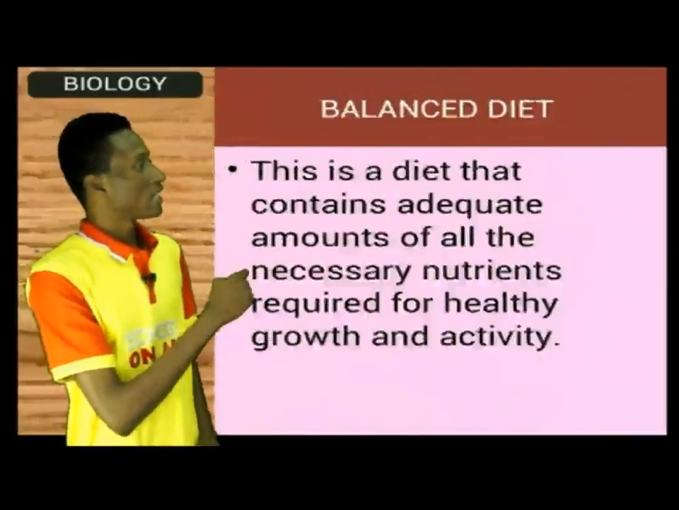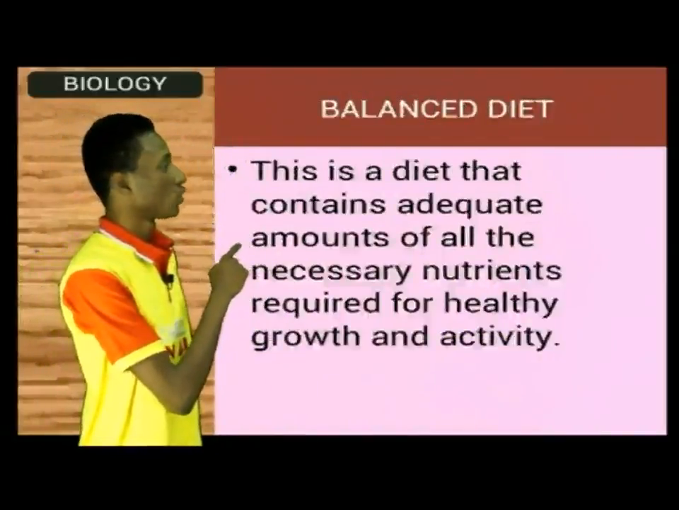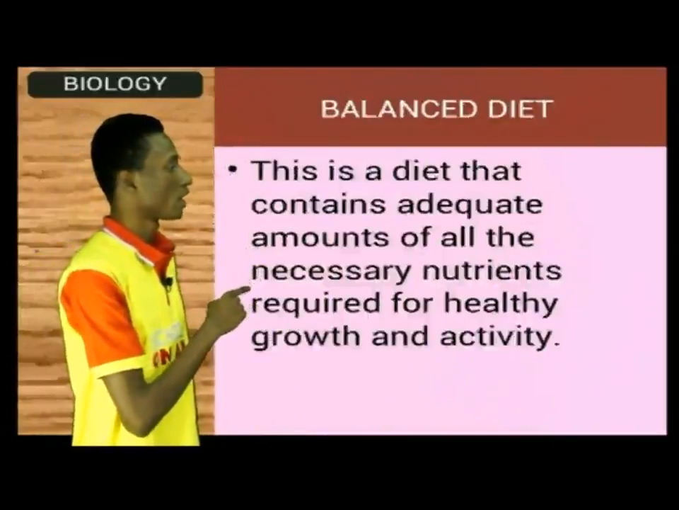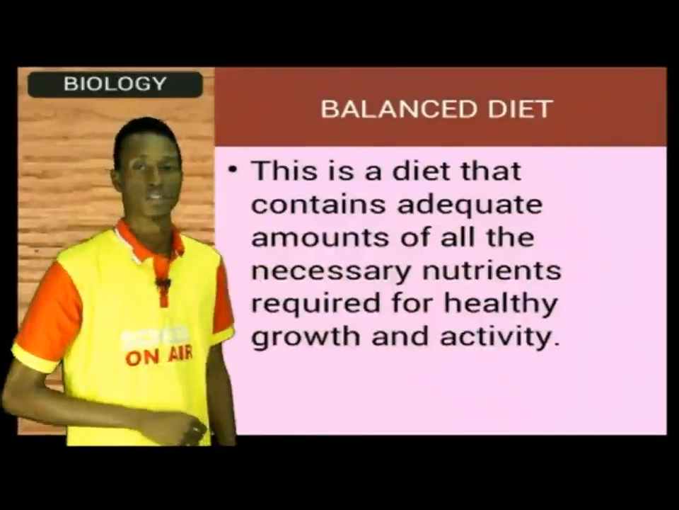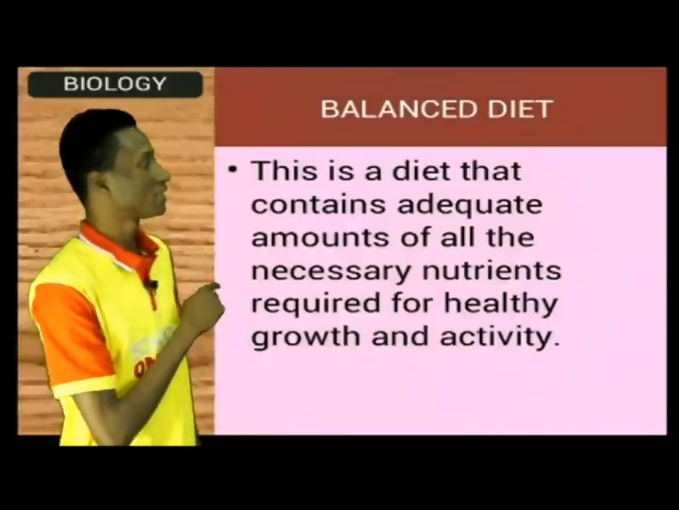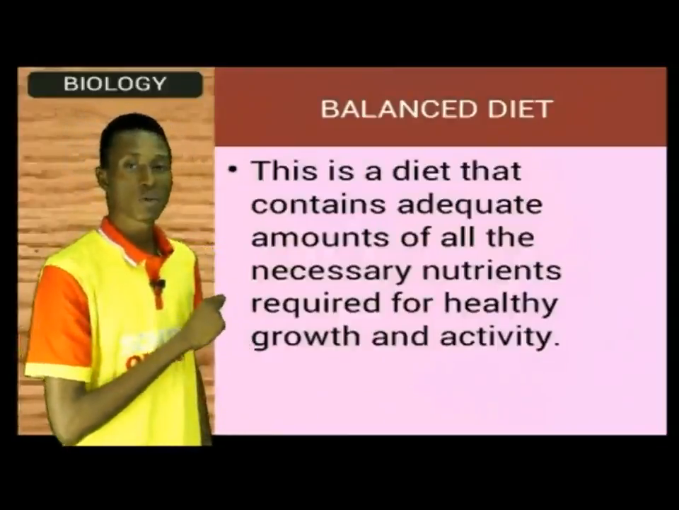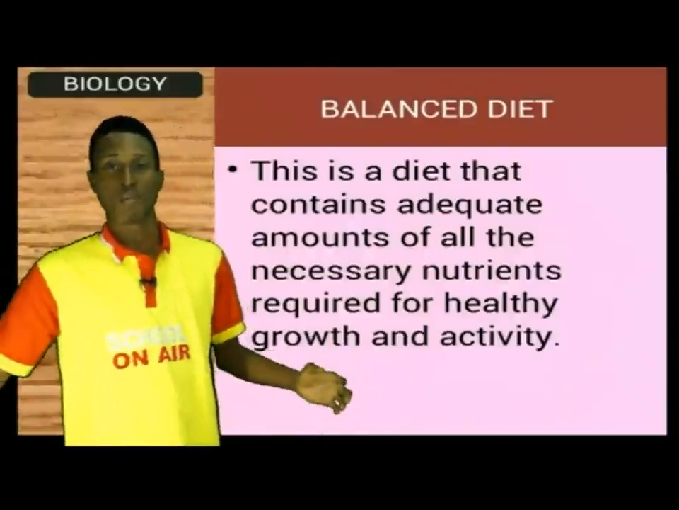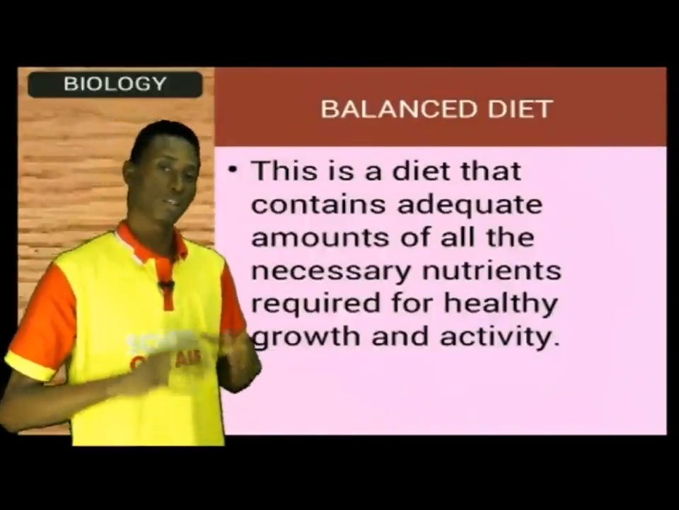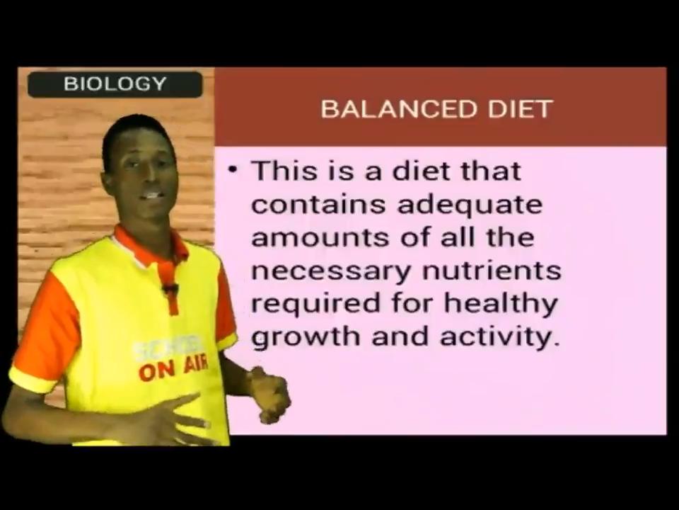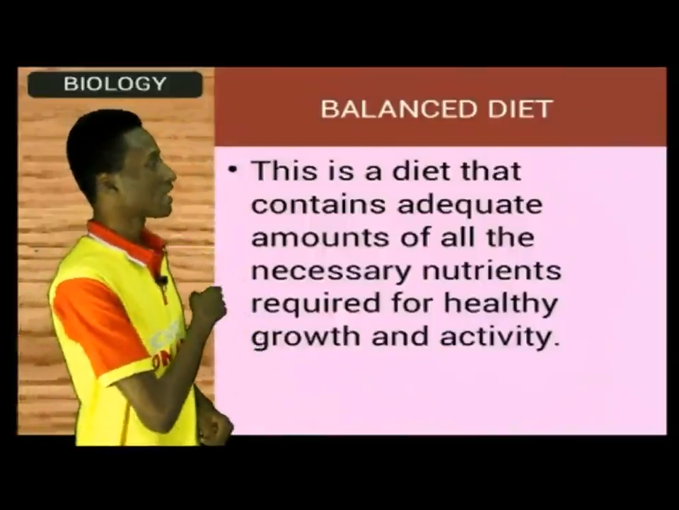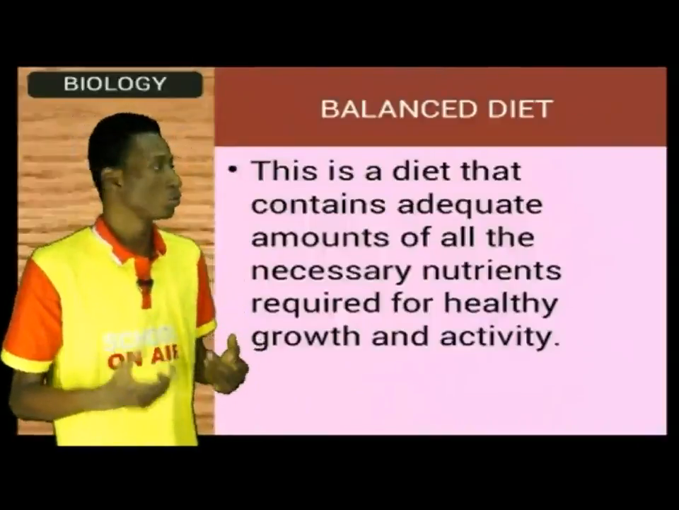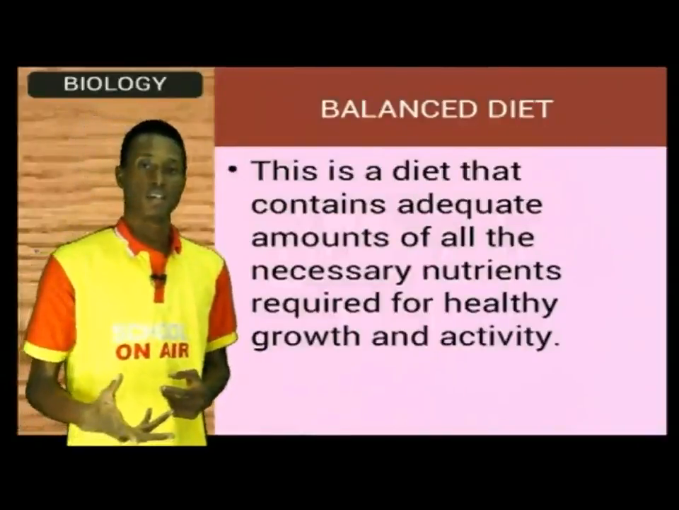Balanced diet: this is a diet that contains adequate amount of all the necessary nutrients required for healthy growth and activity. You can see that it specifically says it contains the adequate amount, not just any amount, not little amount, not more amount, adequate, meaning that there should be a specific amount that a balanced diet should contain. And these amounts of all the necessary nutrients are required for healthy growth and activity.